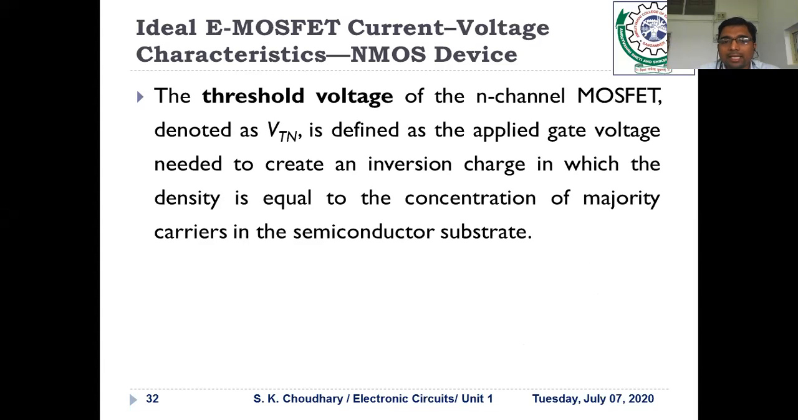So before going to the actual characteristic diagram, we have to define certain parameters. The first parameter is threshold voltage. It is a very important parameter for MOSFET. The threshold voltage of an N-channel MOSFET is denoted by VTN. If it is a P-channel, it is VTP. In general, you can define it as VTH.